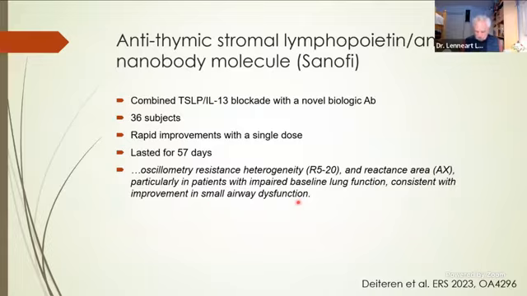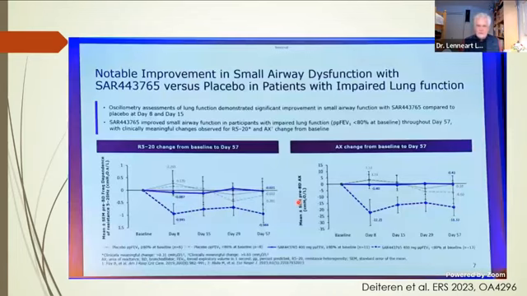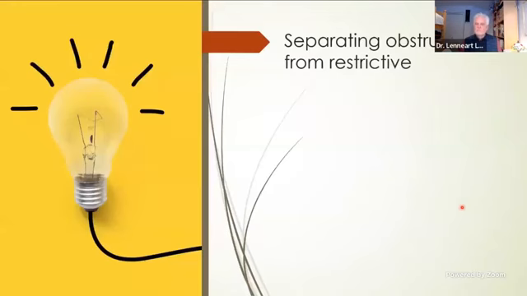And of course, it wouldn't be me sitting in a room there if I didn't take a photo of the presentation. So we can look here at the dotted line. This is the improvement in R5-20. So heterogeneity went down significantly and stayed down for 57 days. And here we can look at the elastance, same thing, a good improvement.